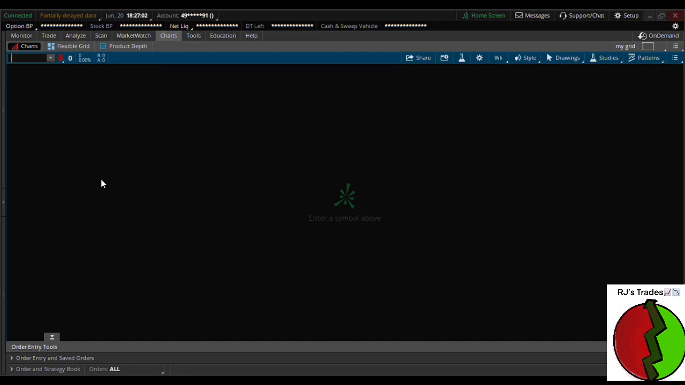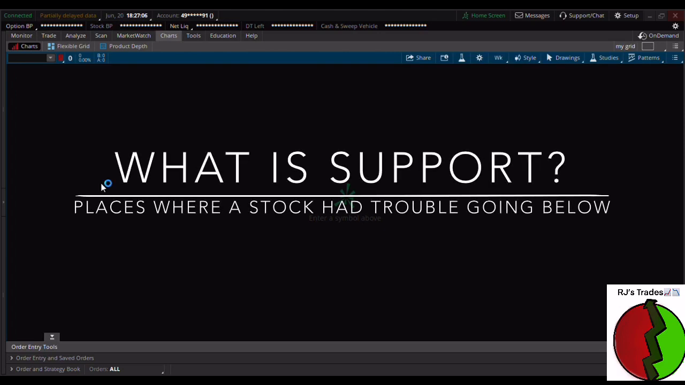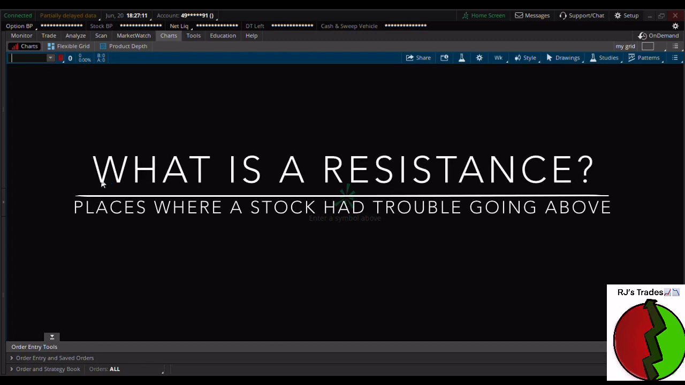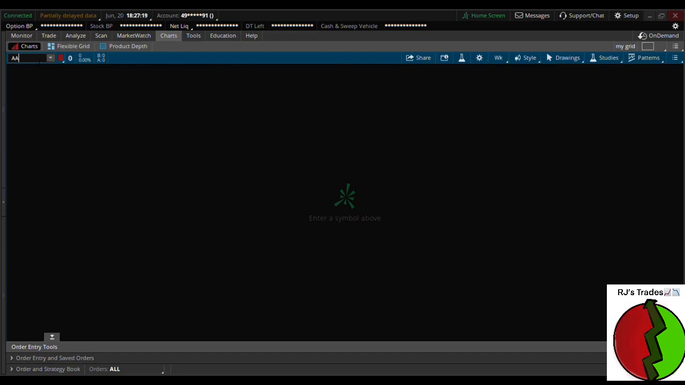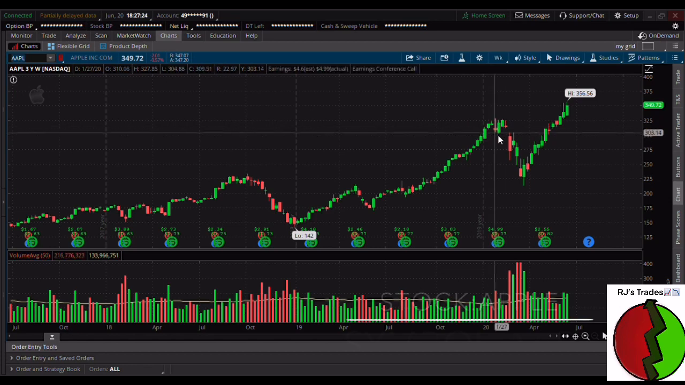So, what is a support? A support is a place on the chart where a stock has had trouble going below. And a resistance is a place on a chart where a stock has had trouble going above. Today, we're going to be looking at Apple, and we're going to chart this up.